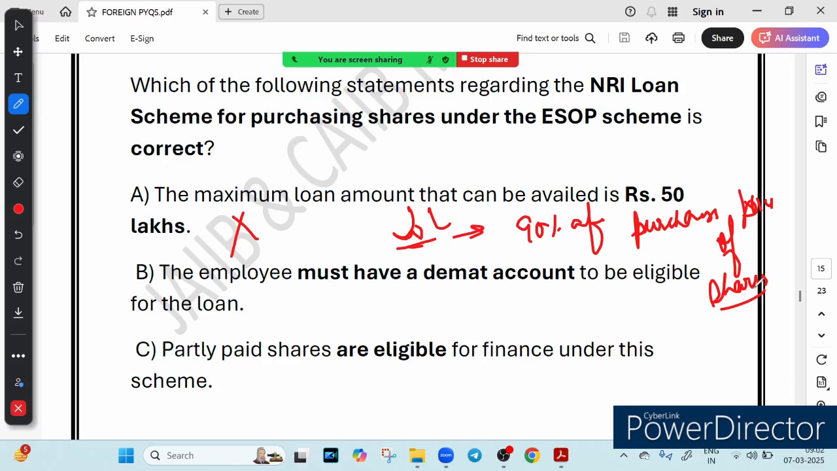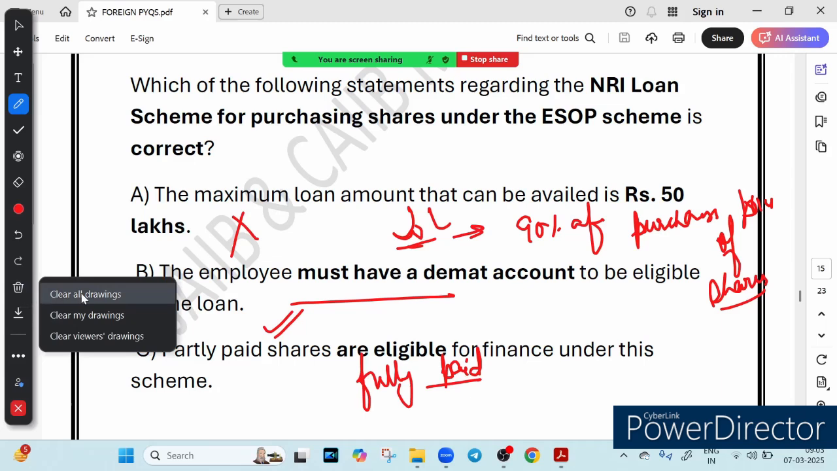Option B says that a demat account is mandatory for eligibility. So this option is correct. To participate in an ESOP, that is employee stock option purchase, and avail of the loan, an NRI must have a valid NRI demat account, right? So this is correct. Option C, partially paid up shares are eligible for finance under this scheme. This option is incorrect, because only fully paid shares are eligible for financing under the ESOP loan scheme.